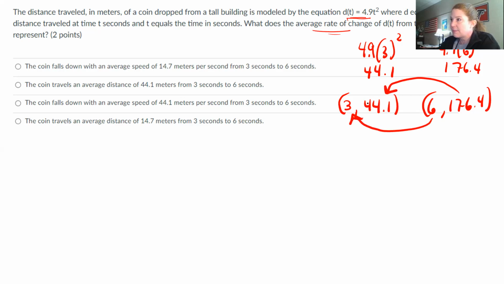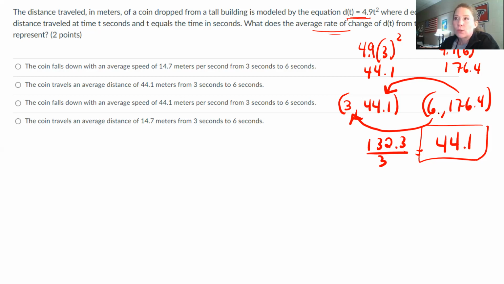So 176.4 minus 44.1 is 132.3, divided by 6 minus 3, which is 3. So when we divide that by 3, we get 44.1. Okay, so at 3 seconds our height is 44.1, and at 6 seconds our height is 176.4. Got it? That's how fast it's fallen.